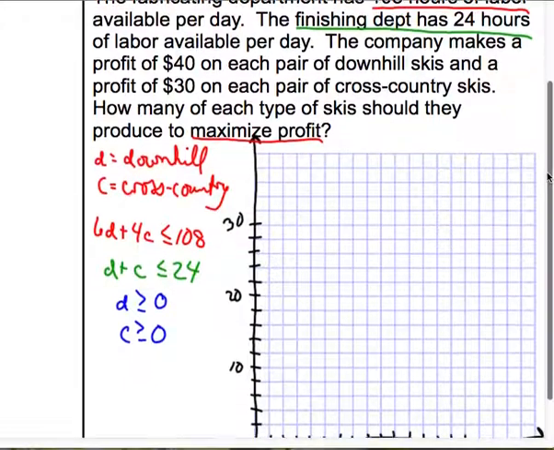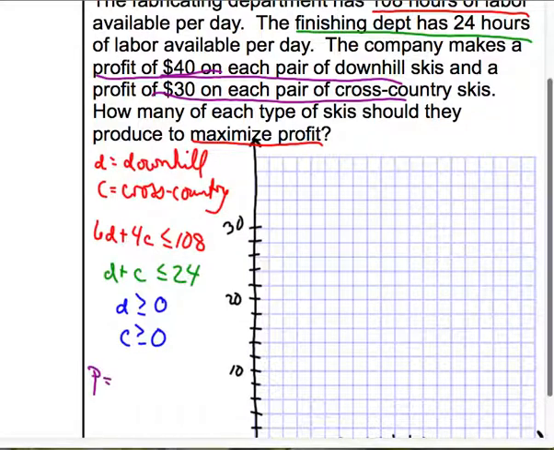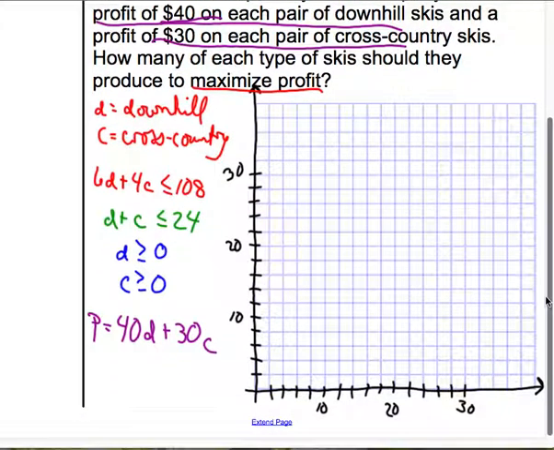And then finally, we need our profit function. So this is how much we are making on each of our skis. So this is our objective function, 40 on the downhill plus 30 on the cross country. All right, so let's graph our feasible region, find those vertices.